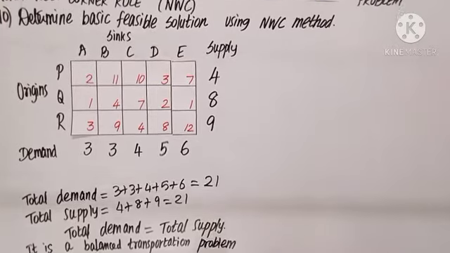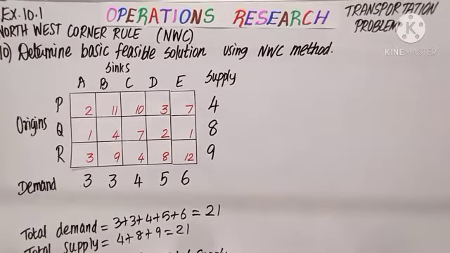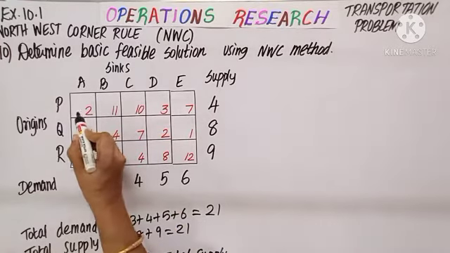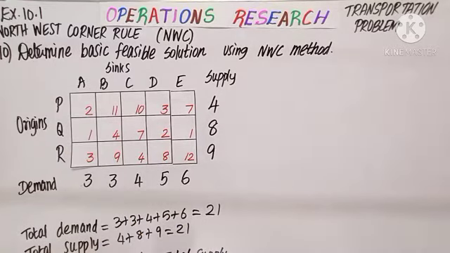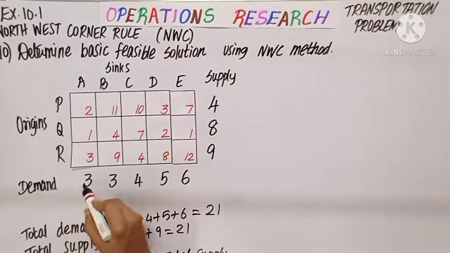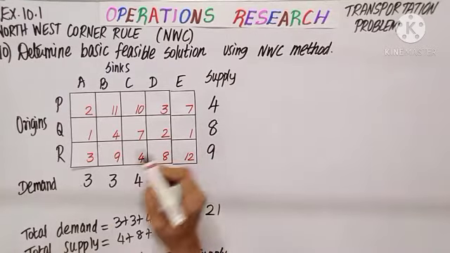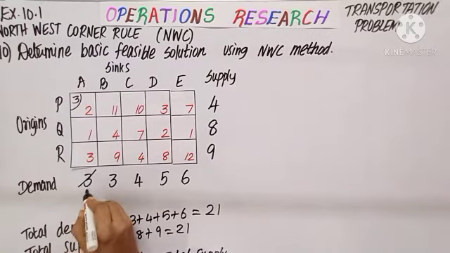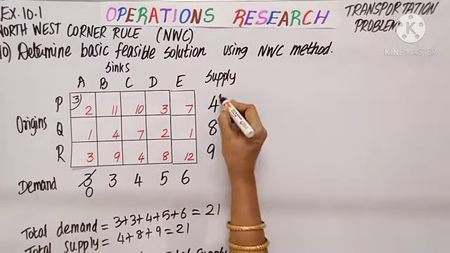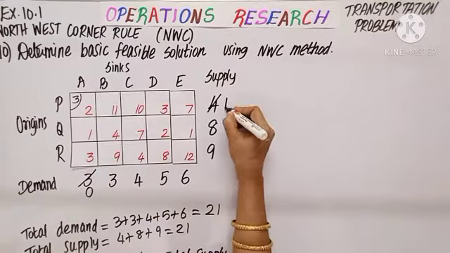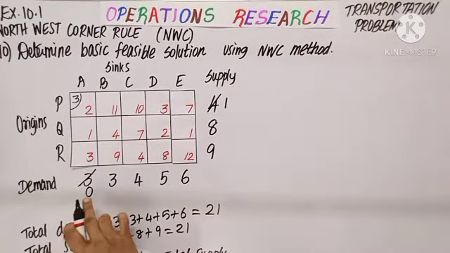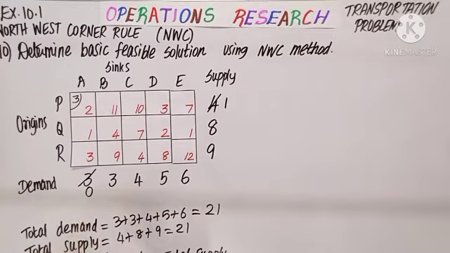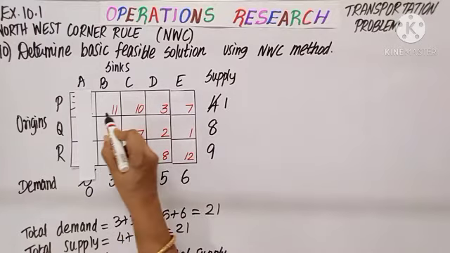To proceed with northwest corner rule, top left. So this is the first column. What should I allocate? 3 here, 4 here. Minimum of 3 and 4, 3. So let me allocate 3. Cancel, this becomes 0. Here, 4 minus 3 gives me 1. Now, first column is done. Hide it. We are left with these 4.